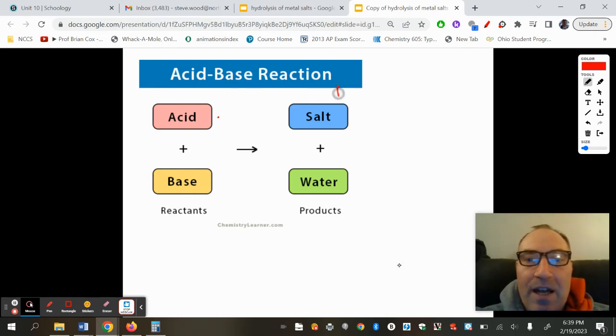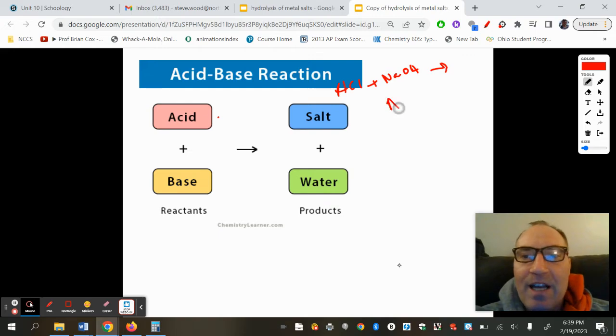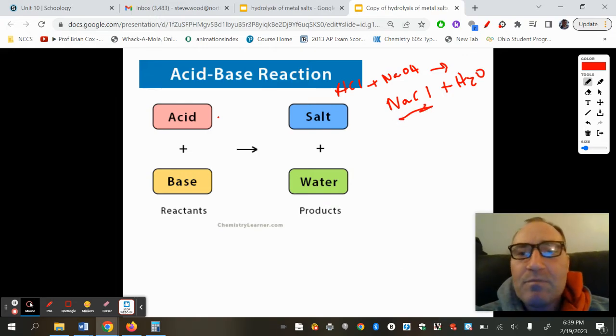So we have HCl plus NaOH. It's a double replacement. These are called water formers. You get NaCl plus H2O. You always get a salt plus water. The base always provides the cation, and the anion always comes from the acid.